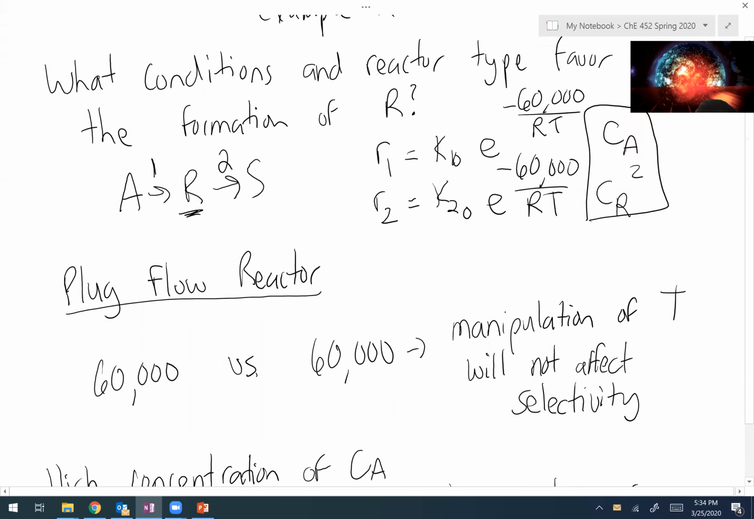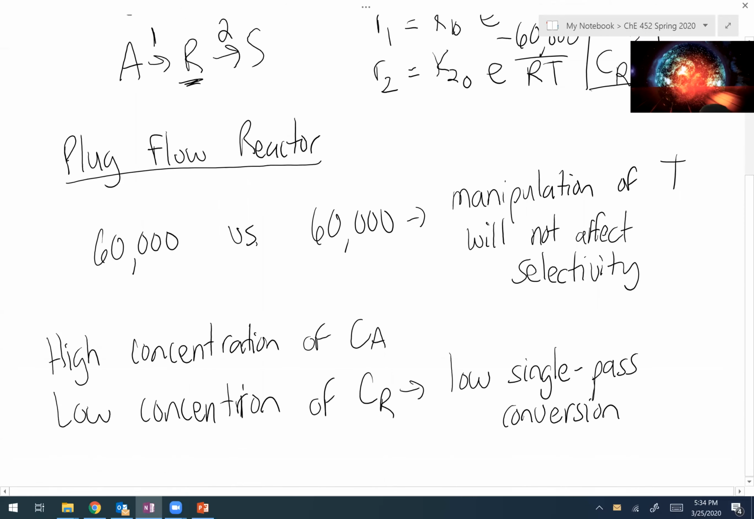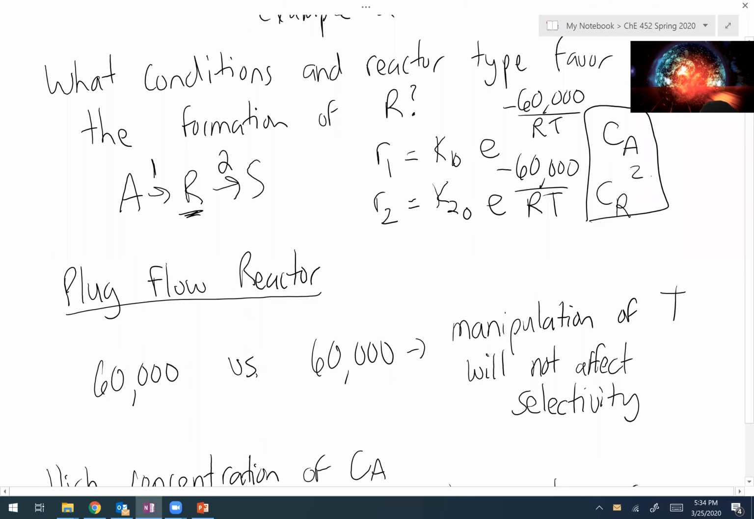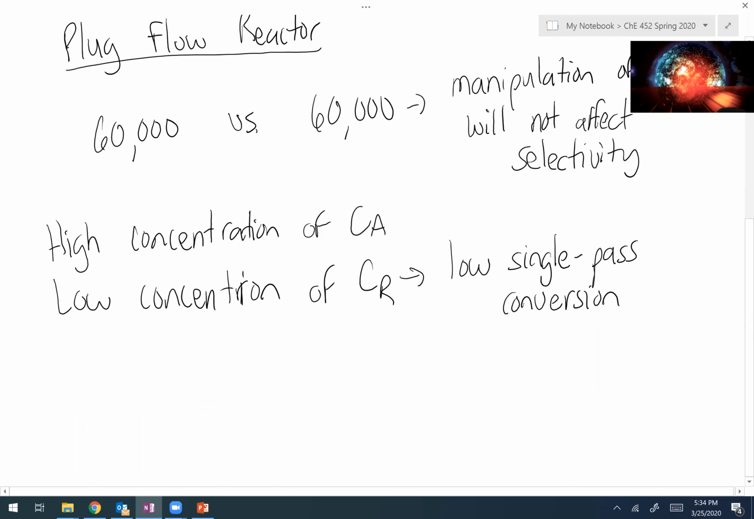Lastly, looking at this system, since the second reaction is second order and the first is first order in A, I can say that a low reactor pressure will favor R formation.